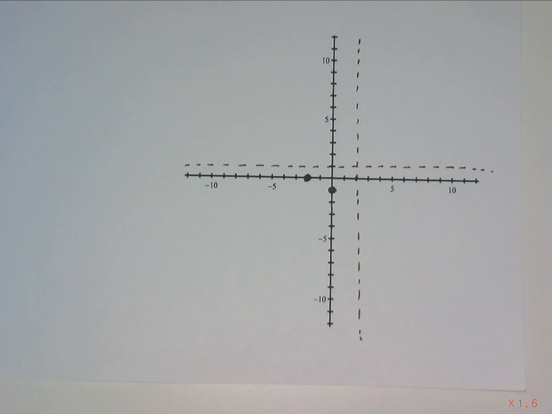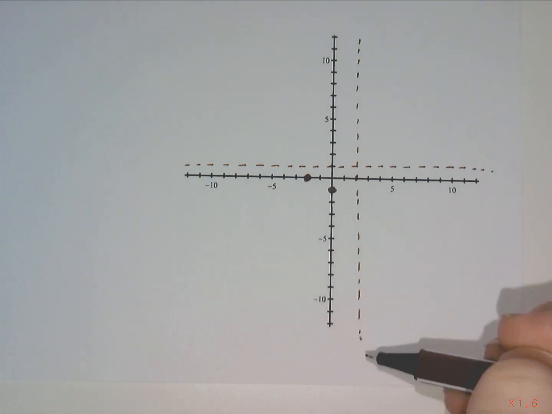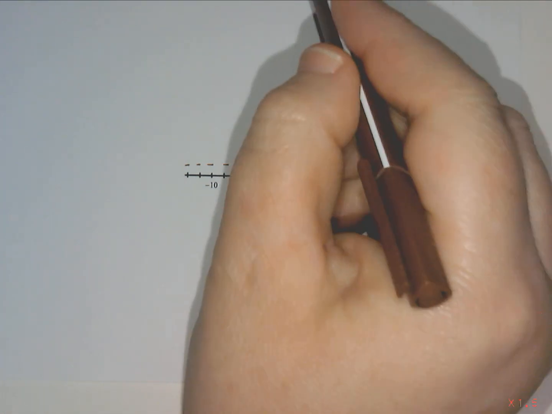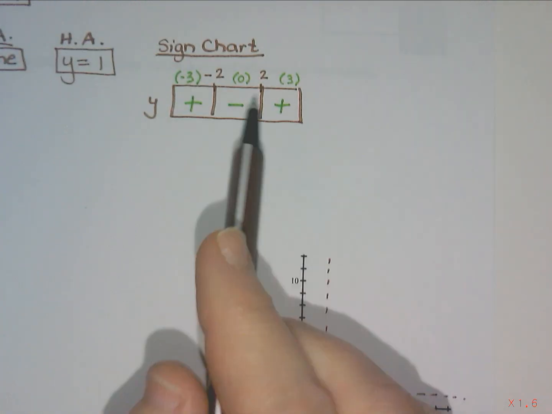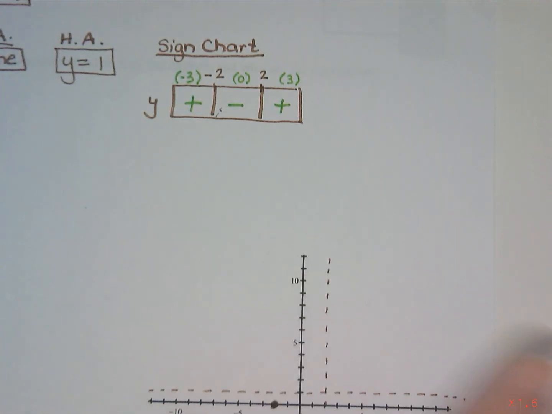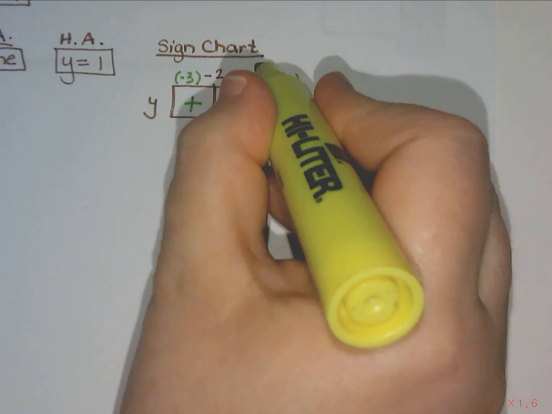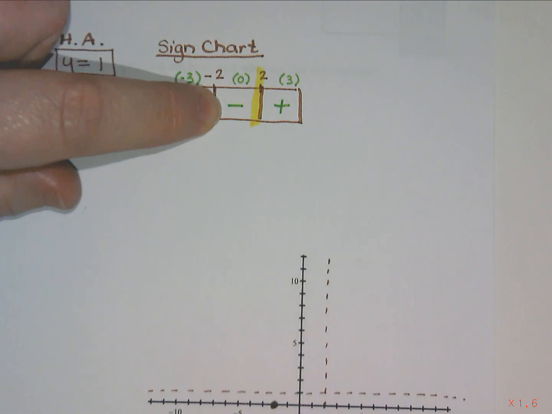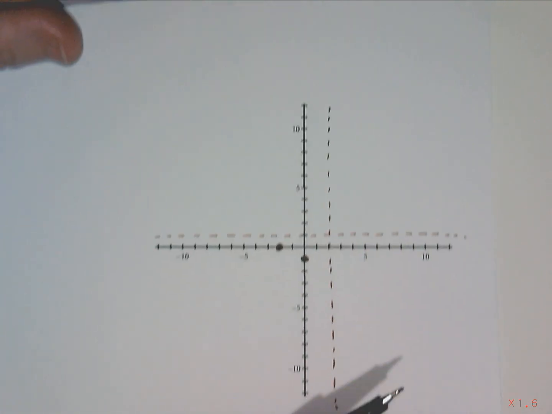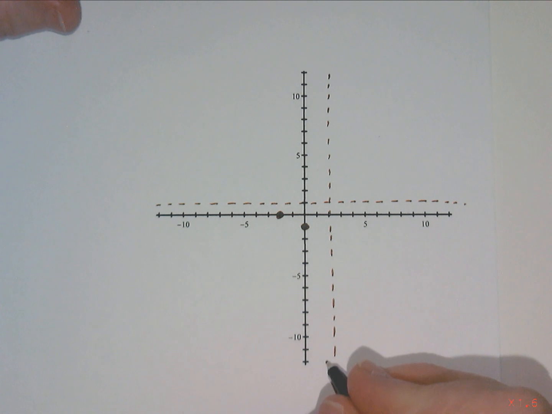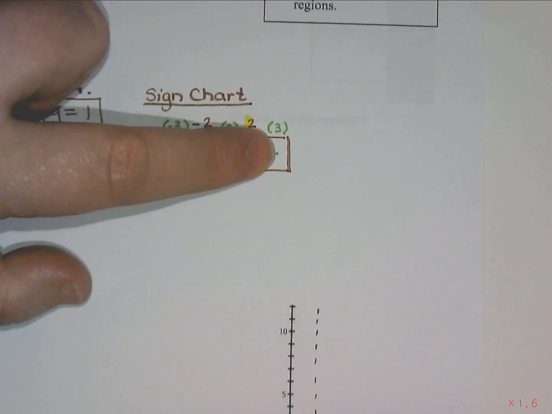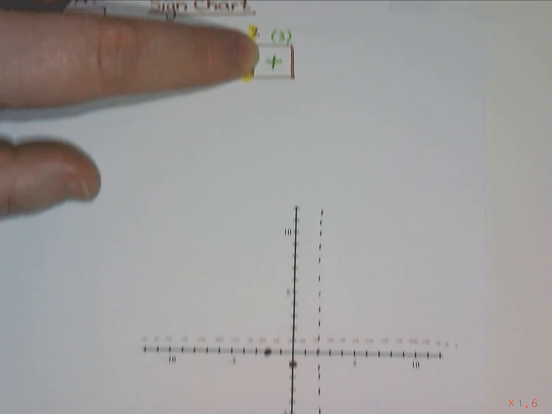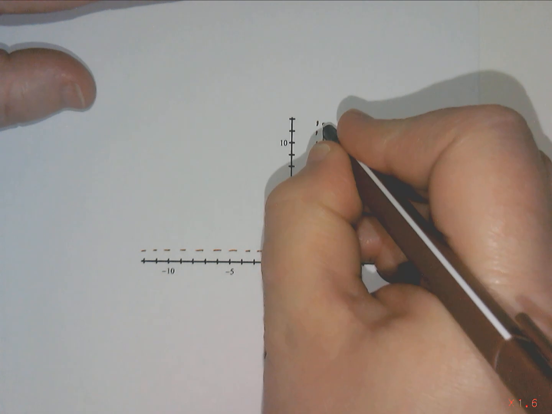Okay, I need to figure out what my ends are doing. So I start with my vertical asymptote at +2. I look in my sign chart at +2 and try to figure out what it's doing on either side. On the left side of the asymptote, it says minus, so I'm going to follow the asymptote down on the left side. On the right hand side, it says plus, so we're going to follow that asymptote up on the right hand side.